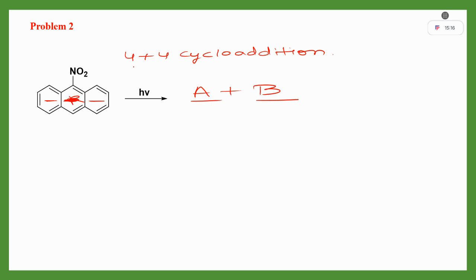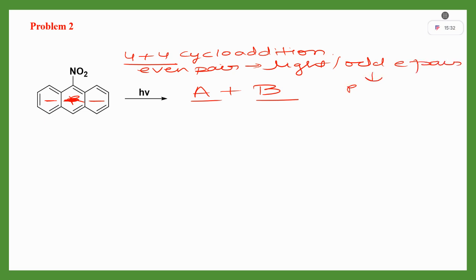And you should also know that 4 plus 4 is an even electron pair, and even pair cycloaddition occurs in light, while odd electron pair cycloadditions require heat. Okay, students. So now on behalf of this, can anyone tell me what will be the product?